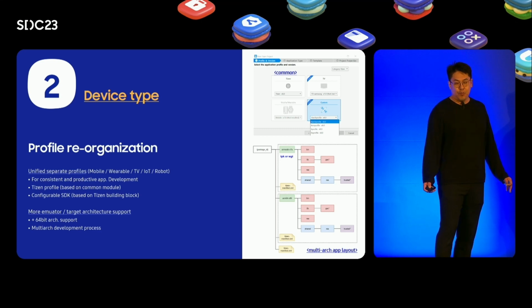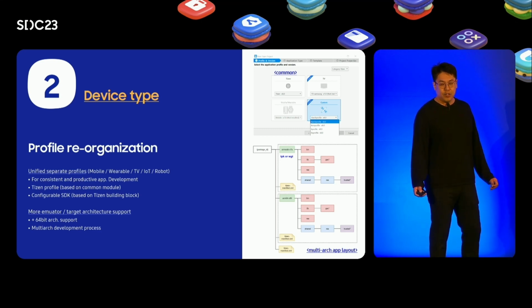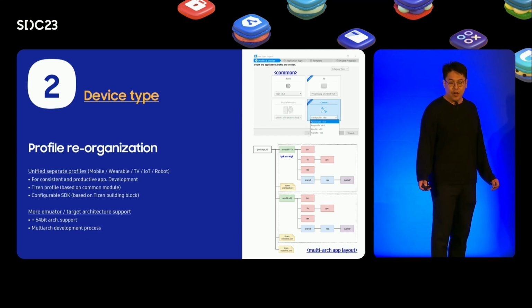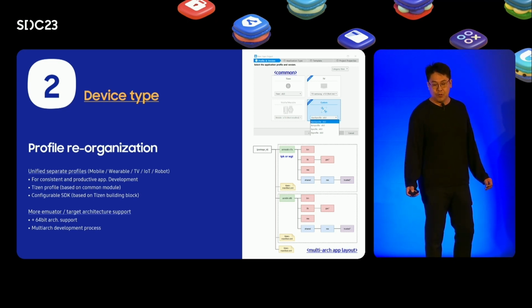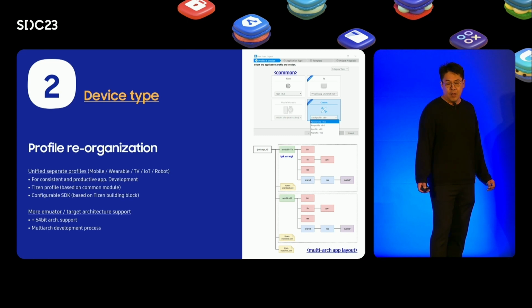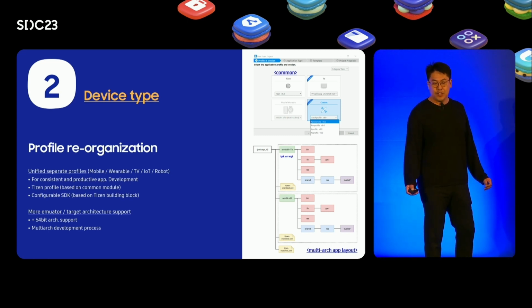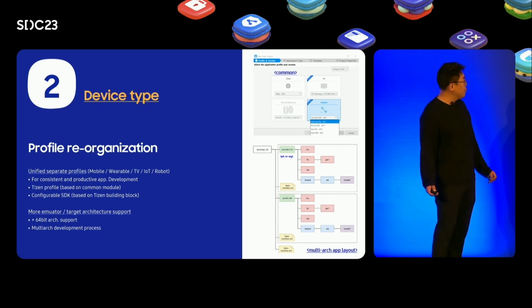As a 64-bit platform is planned on Tizen products, toolchain and related libraries are added to support new target architectures on SDK tools. In addition, a multi-architecture app development process is added to the CLI to support this app layout.